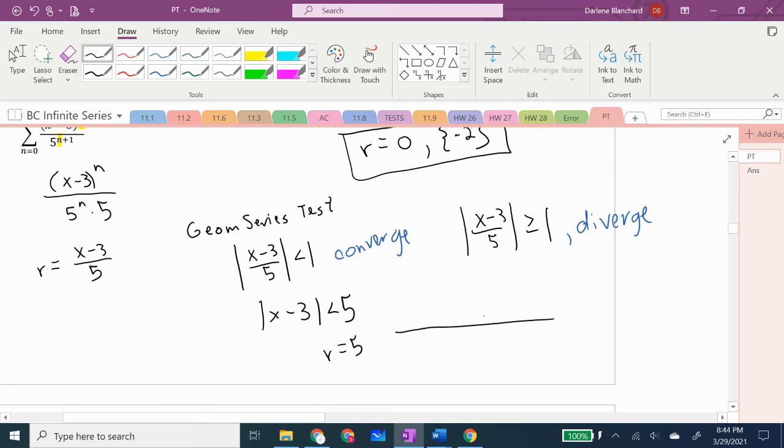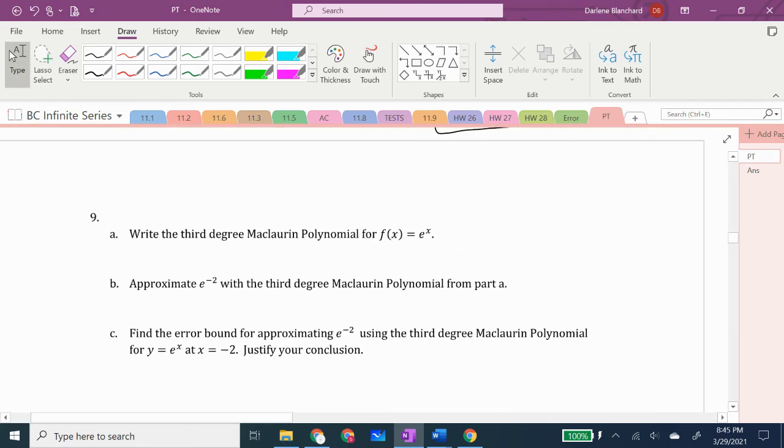From there, the center of my polynomial is 3, because that's what makes x minus 3 equal to 0, with a radius of 5 units. So plus 5, minus 5. And I know the endpoints will diverge because I used the geometric series test. So that gives the interval of convergence along with the radius of convergence.